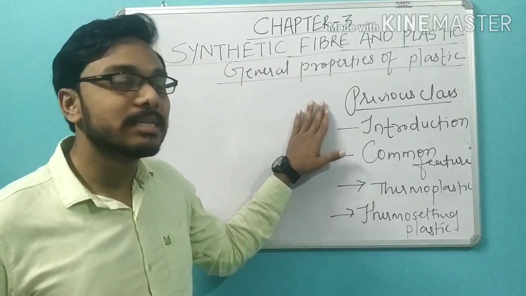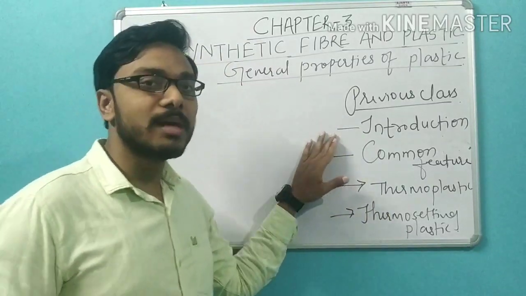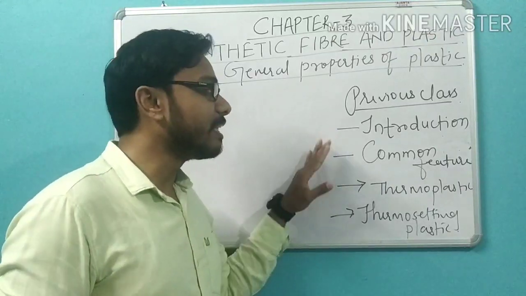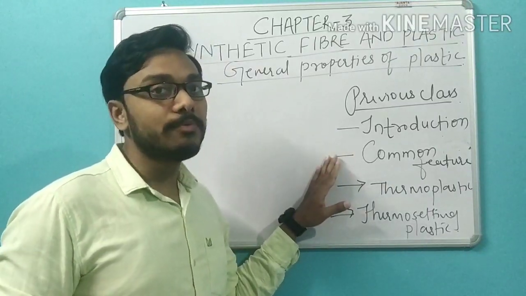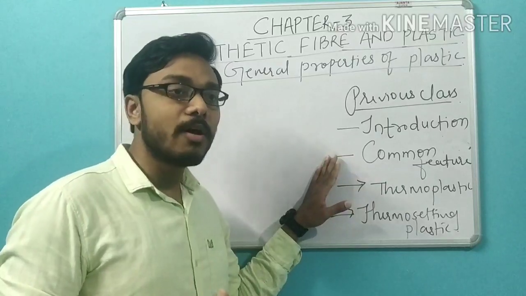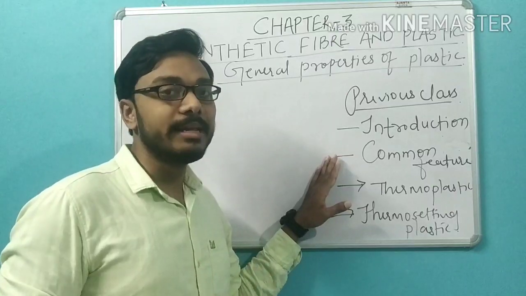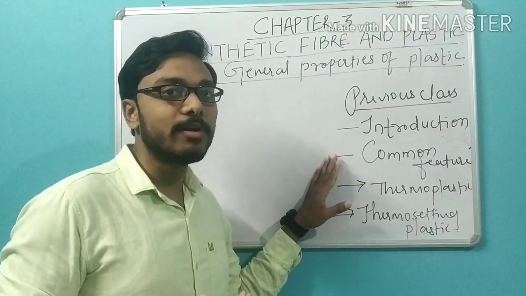In the previous classes, we have studied about the introduction of plastic, that who invented plastic and in which year it was invented. Then we have also seen about the common features of plastic, its cheap price, its high durability, high tensile strength, that all things we have already seen.